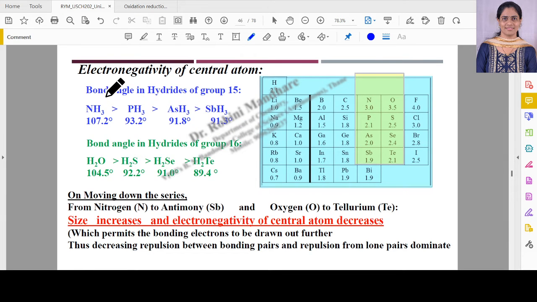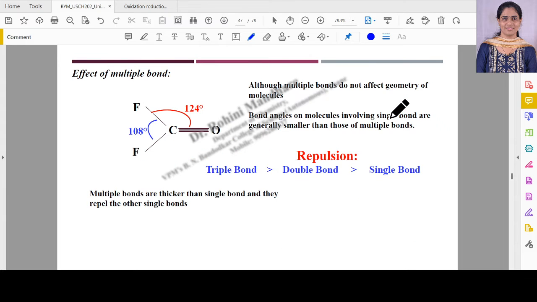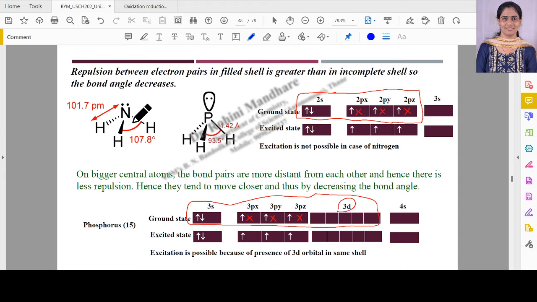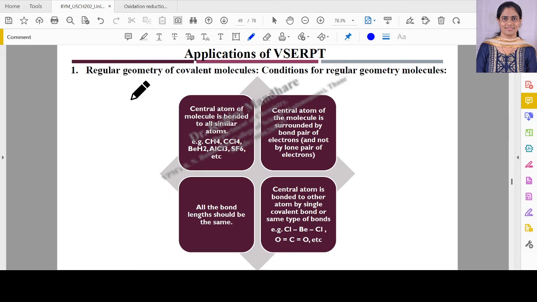Effect of electronegativity. This is for the nitrogen family, how it goes as we move from top to bottom. Hydrides of group 15. We have even seen hydrides of group 16, and how the bond angle is decreasing. Remember the trend. Then similarly for group 16 hydrides the bond angle is decreasing, and we have seen the effect of multiple bonds also. Remember the effect. Then with an incomplete shell, how the bond angle is variable.